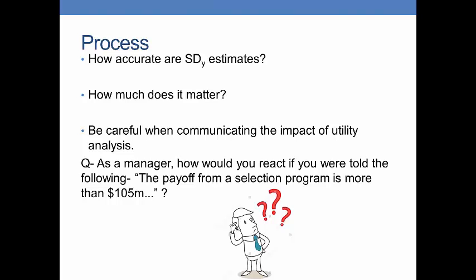Another important aspect of estimating the standard deviation is that it identifies the talent pools with the greatest performance variation, and therefore identifies groups which create the largest strategic impact. Lastly, I've just made a note there that we need to be careful about communicating the impact of the utility analysis. And I ask you a question. As a manager, how would you react if you were told the following? The payoff from a selection program is more than $105 million.